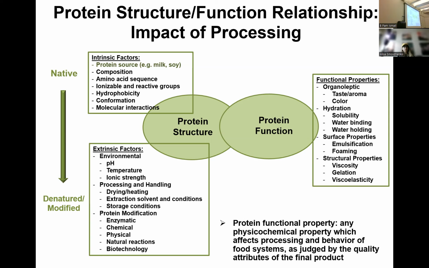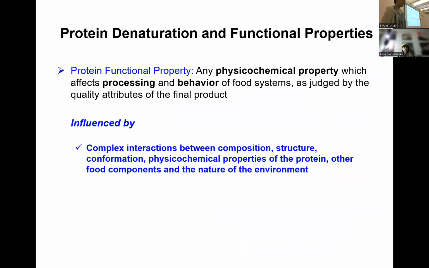And this is the definition of functional property. A functional property is any physical chemical property which affects the processing and the behavior of food systems as judged by the quality attributes of the final product. Quality attributes can be visual, textural characteristics that are imparted by these physical chemical properties. Okay, so that's the definition and it's repeated here.